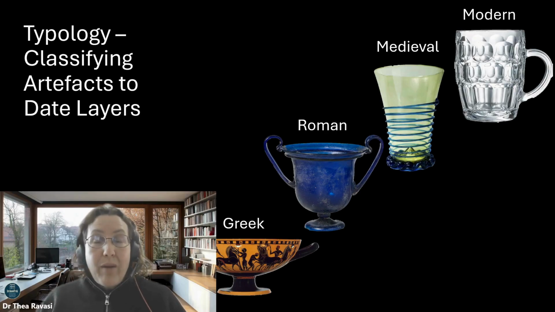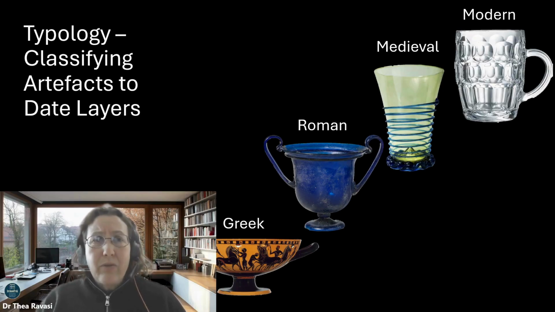All four of them have actually been used for drinking. So the function is the same. They contain liquids, but obviously their shape is different. For example, the Greek one is large and shallow. The Roman, medieval, and modern ones are narrower and deeper.